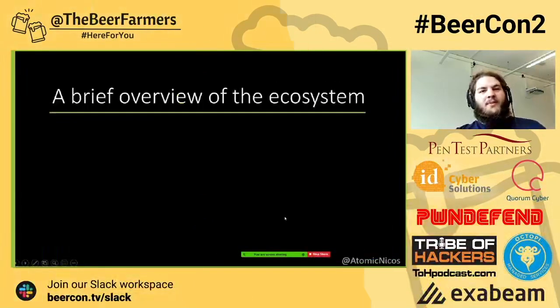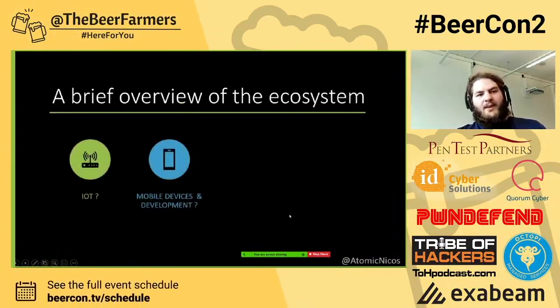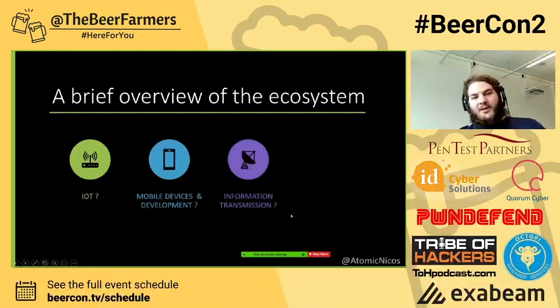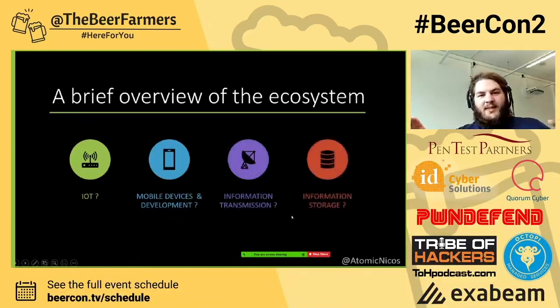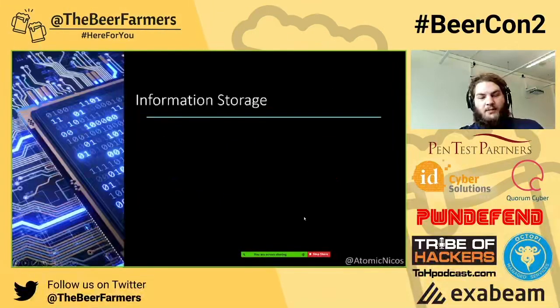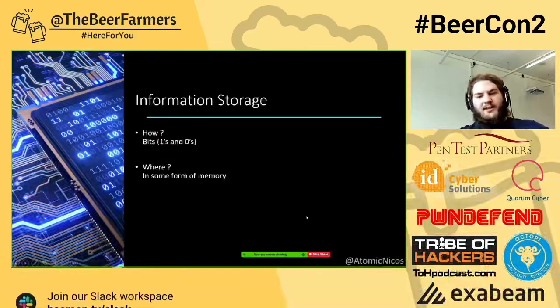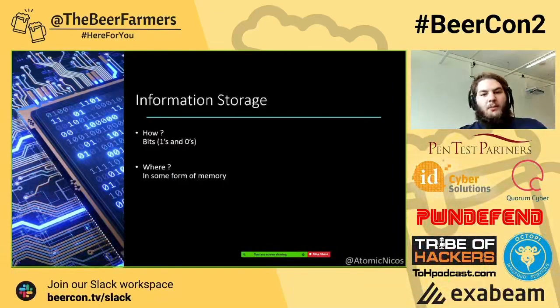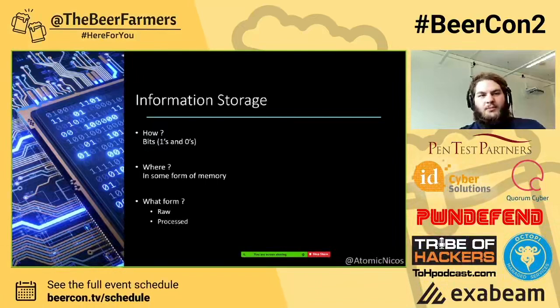So, the ecosystem. I talked about IoT. I talked about mobile devices and development. I talked about information transmission, and I talked about information storage. These things kind of scale down in abstraction, so I'm going to take it in the reverse order. Information storage, for the basics, is just ones and zeros stored somewhere, either in RAM, in SSDs or SD cards or hard disks, in some form. It's either raw, so it could be direct sensor output and that kind of information, or it could be processed, like text files or Excel files or JSON files, or just databases as well.